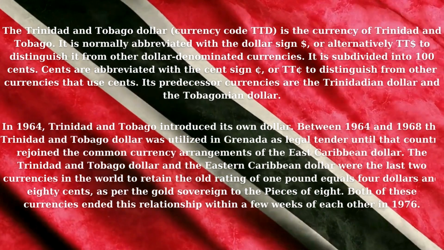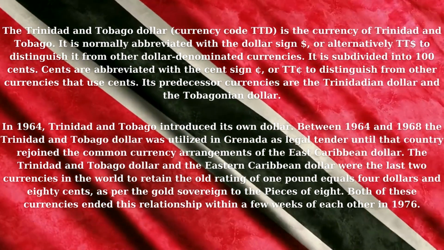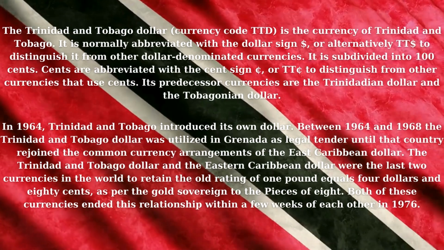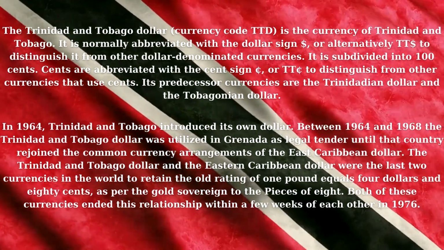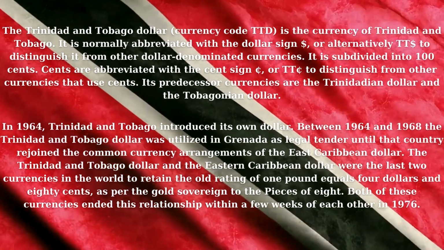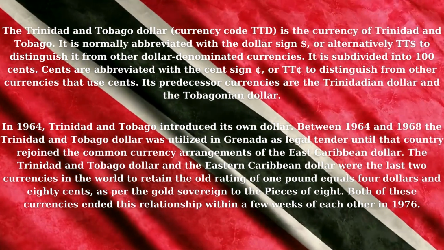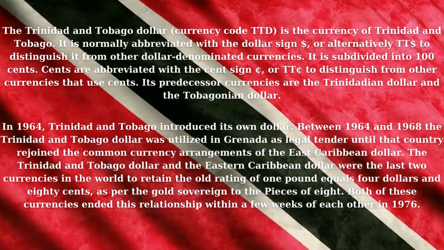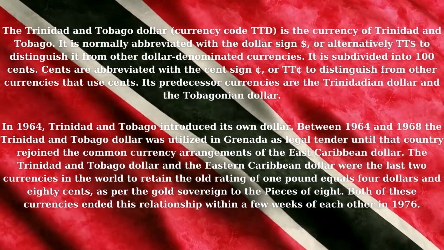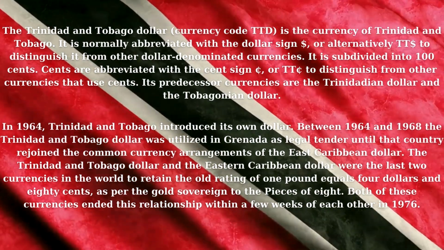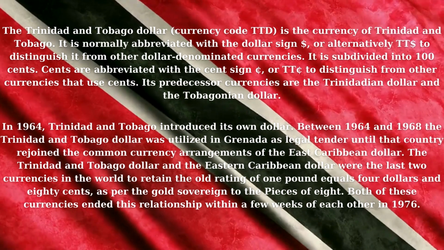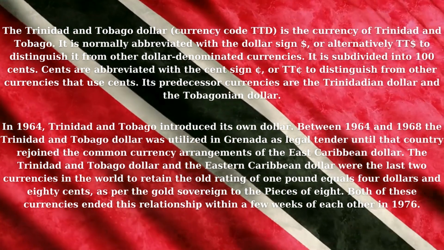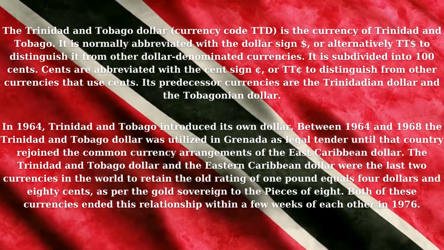The Trinidad and Tobago dollar, currency code TTD, is the currency of Trinidad and Tobago. It is normally abbreviated with the dollar sign, or alternatively TT dollar to distinguish it from other dollar-denominated currencies. It is subdivided into 100 cents. Cents are abbreviated with the cent sign or TT to distinguish from other currencies that use cents. Its predecessor currencies are the Trinidadian dollar and the Tobagonian dollar. In 1964, Trinidad and Tobago introduced its own dollar.